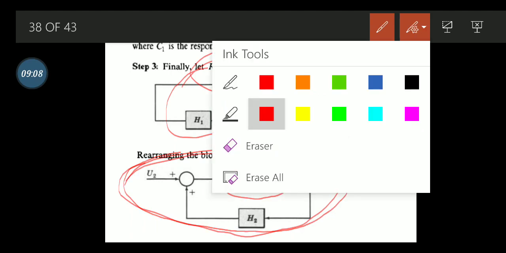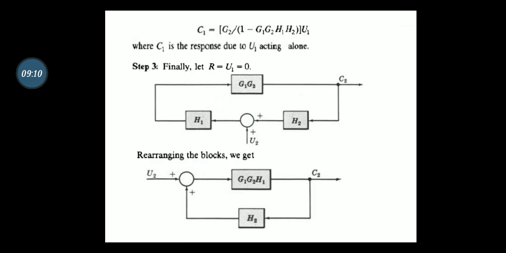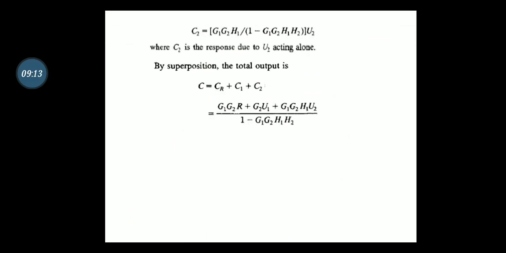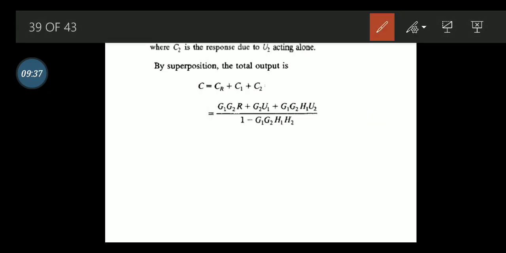Now for this particular case we need to write the output response, that is C2 equals Z1 Z2 H1 divided by 1 minus Z1 Z2 H1 H2 into U2. By superposition, the total output response is the sum of all these output responses, that is C equals C1 plus C2 plus C suffix R.